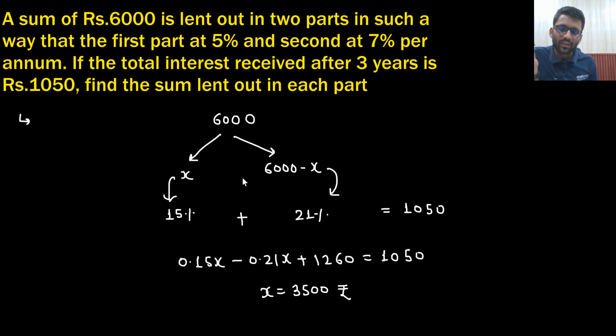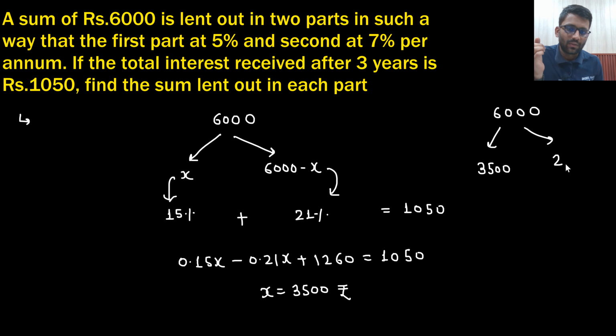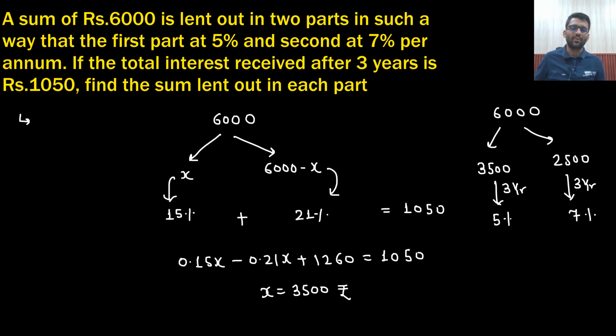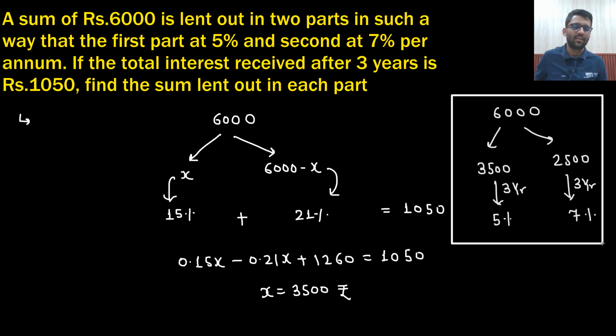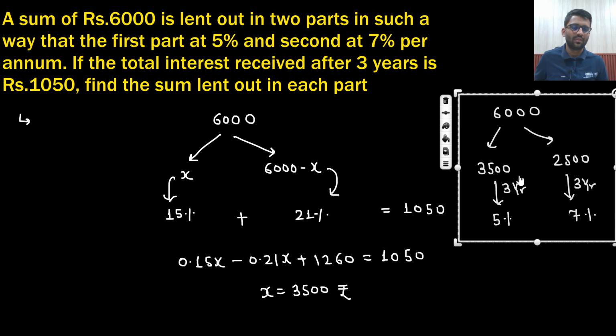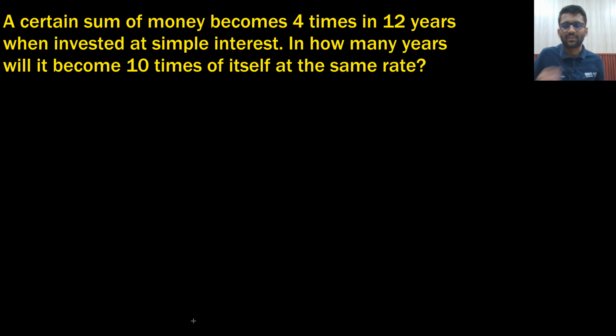So basically in this part you invested 3,500 and then 2,500. You gave 5% on this one for 3 years. On both you gave 3 years, 5% on this one and 7% on this one. That's it. This is how you give. This is the final roadmap that you followed, right? Let's move towards the next question.